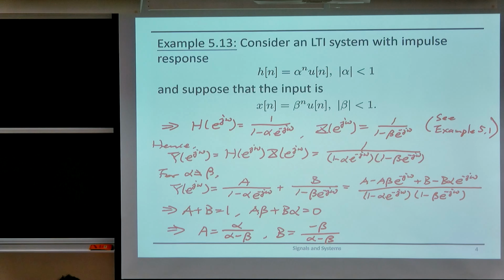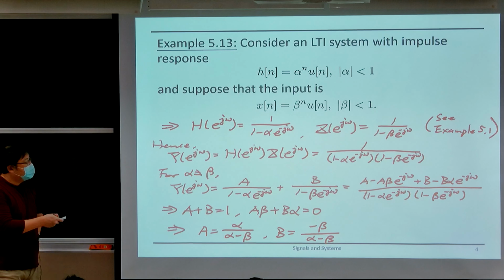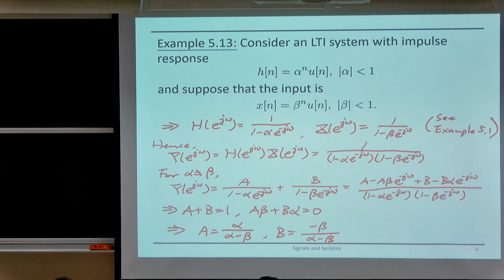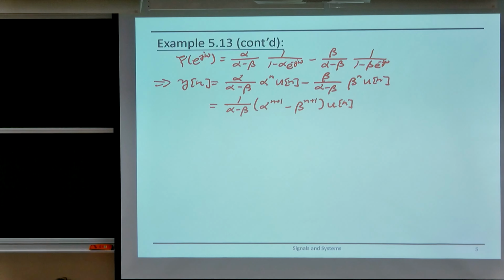But what if alpha is equal to beta? If alpha is equal to beta, then we would have 1 minus alpha e to the minus j omega, squared, instead of these two terms that we can separate. So the technique is also the same as before. For alpha equal to beta, we have Y as 1 over 1 minus alpha e to the minus j omega, squared.